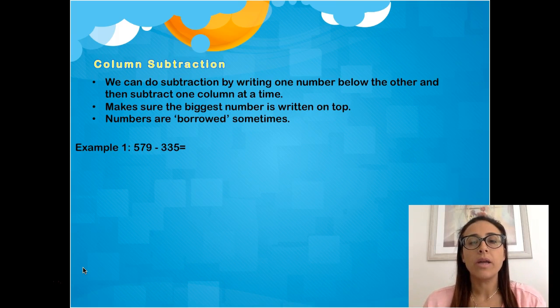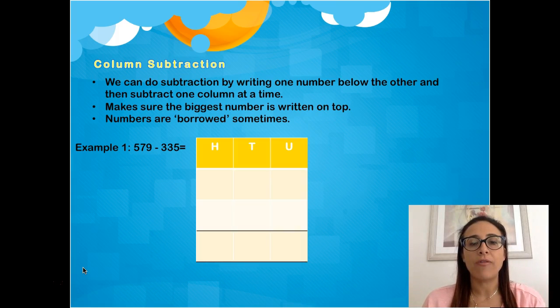Example number 1, 579 minus 335. Place the 5 in the hundreds column, the 7 in the tens column, the 9 in the units column. Minus, this is the symbol for subtraction, or minus, which means the same thing, 335: 3 in the hundreds column, 3 in the tens column, and 5 in the units column. Now we're ready to subtract.